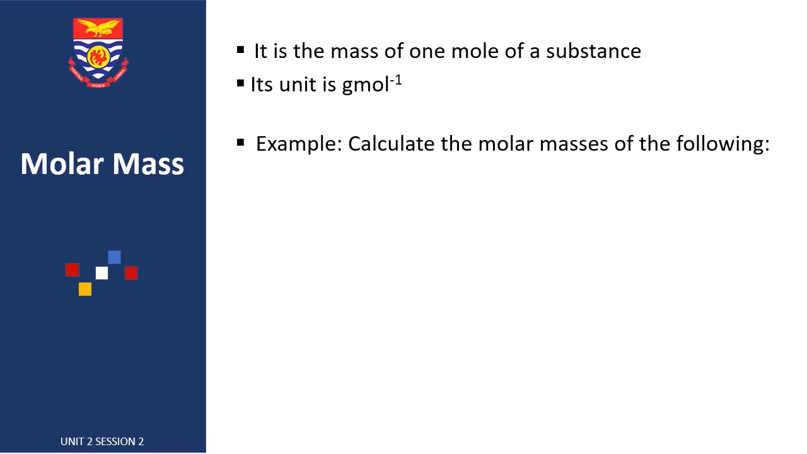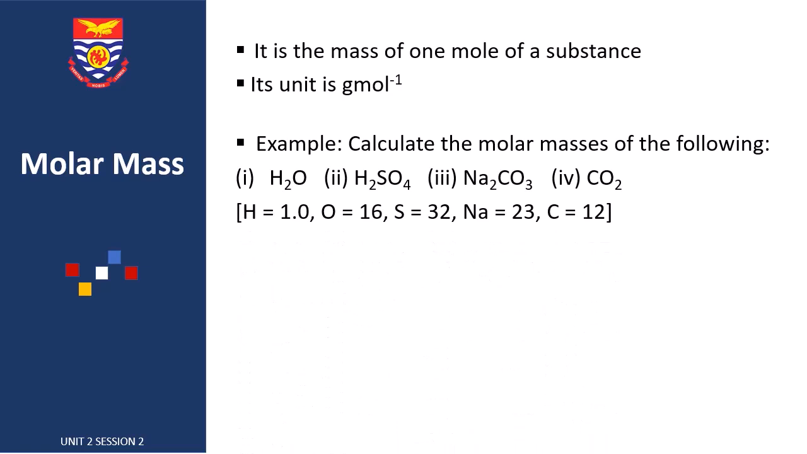Here we can do some calculations. We can find the molar masses of some compounds. For example, let's look at the molar masses of water, sulfuric acid, sodium carbonate, and carbon dioxide. To do this, we need the atomic masses, or the relative atomic masses. Hydrogen has been determined to be 1, oxygen is 16, sulfur is 32, sodium 23, and then carbon 12.